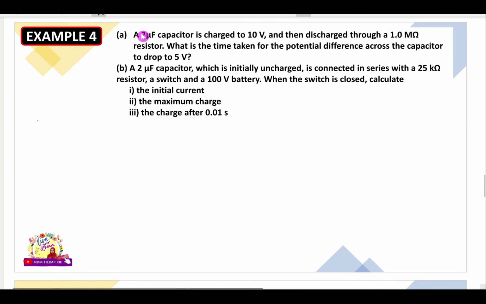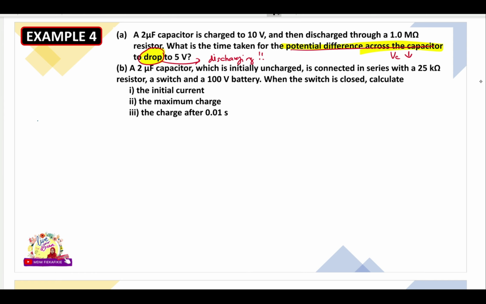Alright, example number 4. Okay, we start with 4A. So we have a 2 microfarad capacitor here, charged to 10 volt and then discharged through a 1 mega ohm resistor. What is the time taken for the potential difference across the capacitor to drop to 5 volt? Okay, jadi perkataan potential difference across capacitor, referring to VC drop. So bila ada perkataan drop ni, maknanya dia adalah discharging process. So maknanya VC decreasing ataupun drop.